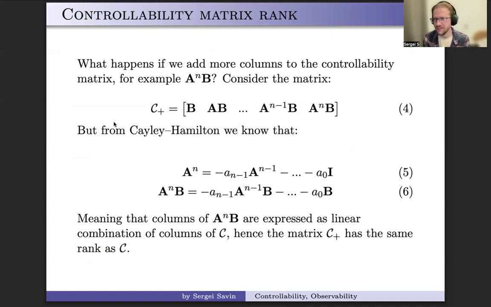No more questions, you sure? All right, good. Then let us proceed to continuous time, I believe. Right? No. Before continuous time, let's do, my apologies, observability in discrete time.